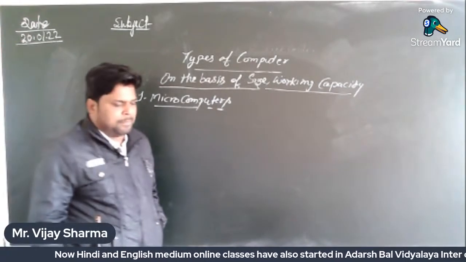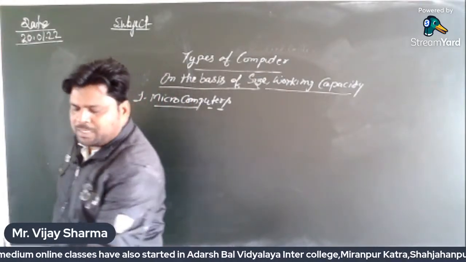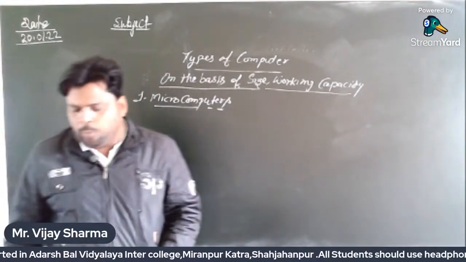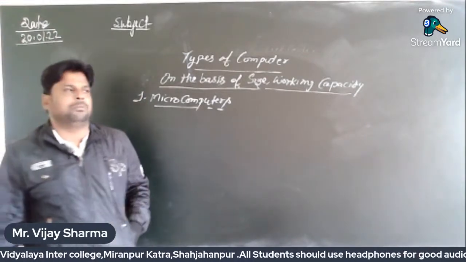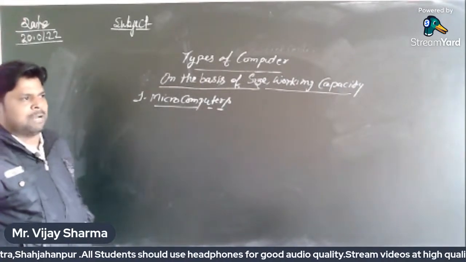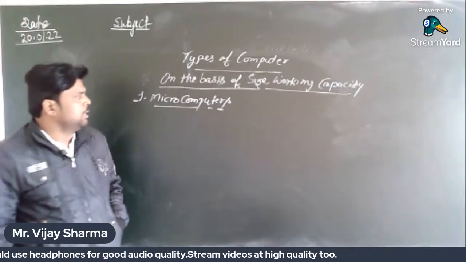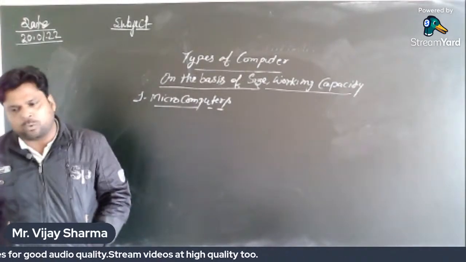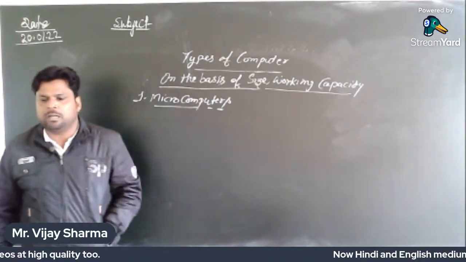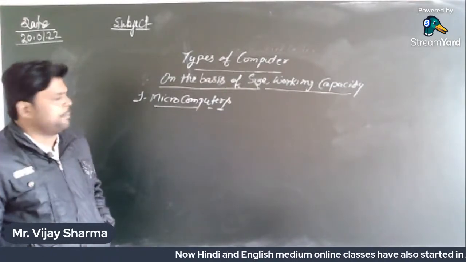Microcomputer is the most popular general purpose computer. These are popular home PCs or personal computers. It means this type of computer we use in our homes, shops, and offices. The size is also small. We can handle it very easily. So these are general purpose computers or microcomputers.